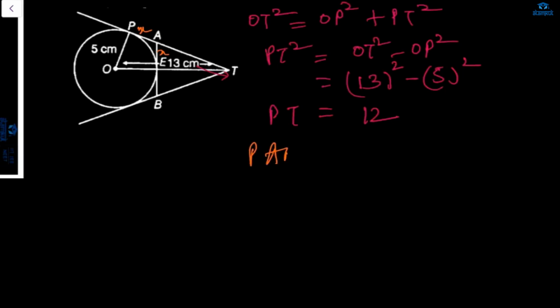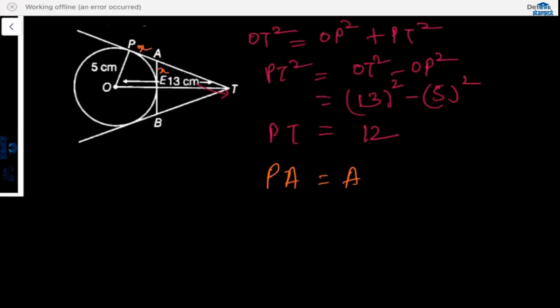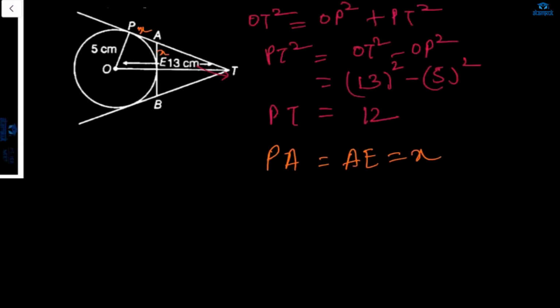I should mention here that PA is equal to AE is equal to X. Why PA is equal to AE, that you know, Safia? Because they are the tangents from an external point P. And X, we are just assuming. You can assume any value, small a, b, c, d. Because they are equal, I'm assuming it to be one value.